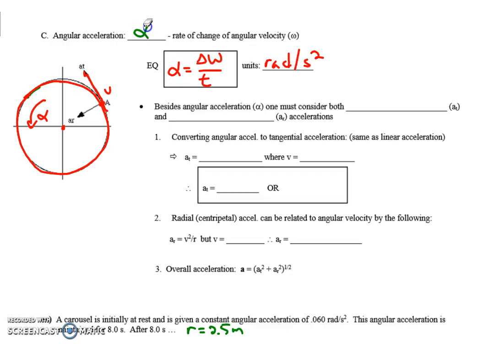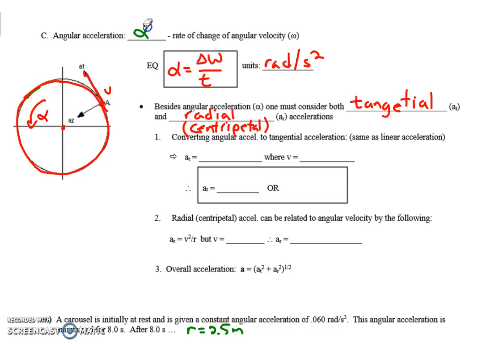Now, I mentioned the other one, so let's formalize a little bit. Besides angular acceleration, one must consider tangential acceleration. That's just our fancy word for the linear one, but on this diagram, it's tangent to the circle. And then there are radial accelerations. Radial means along the radius. We call this centripetal. But for right now, we're just going to give it the subscript r. They're the same thing.